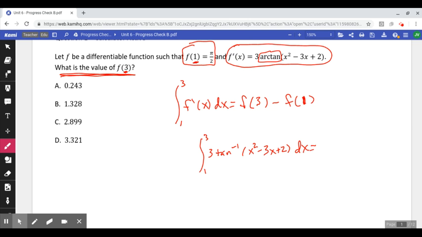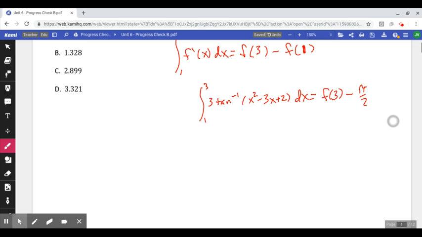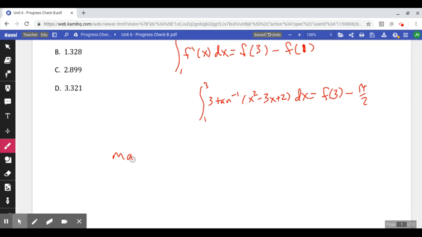Now that's going to be equal to f at 3, which we don't know, so that's going to be our variable, minus f at 1. Well, f at 1 is pi over 2. To type this in, you're going to hit math, and then you're going to hit number 9. If you hit math, and then you hit number 9, it's FNINT. So that'll be this one right here.